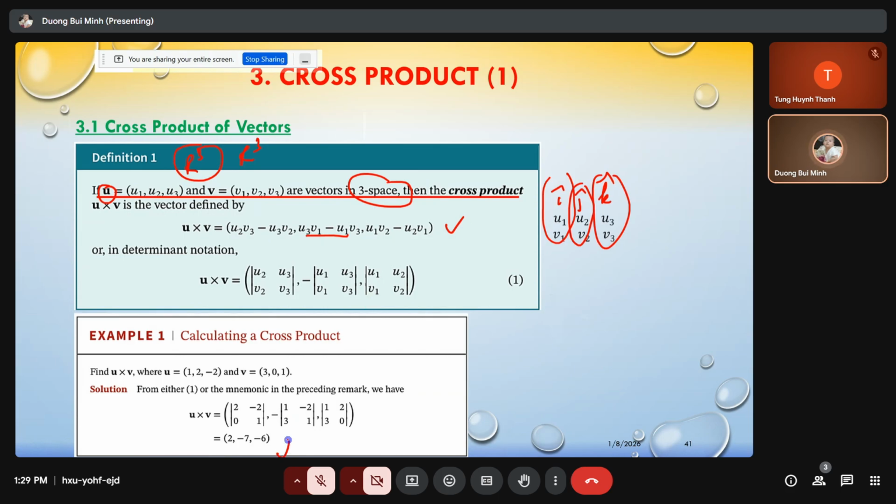Okay, and this one is an example. So we have vector U cross vector V. Okay, U is (1, 2, -2) and V is (3, 0, 1). Right.